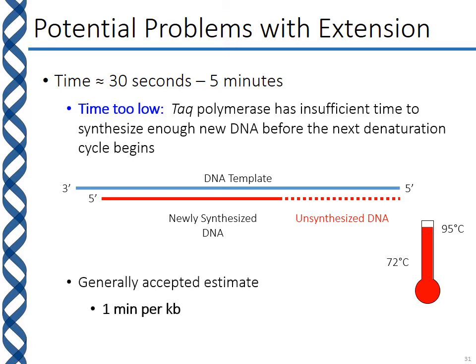So there is a generally accepted parameter of 1 minute per kb, that's kilobase pair, or 1,000 base pairs. That is a very good kind of ballpark figure. So if you have, for example, a 2,000 base pair fragment that you want to amplify, you would want to allow for an extension time of 2 minutes because you have 2 kb.